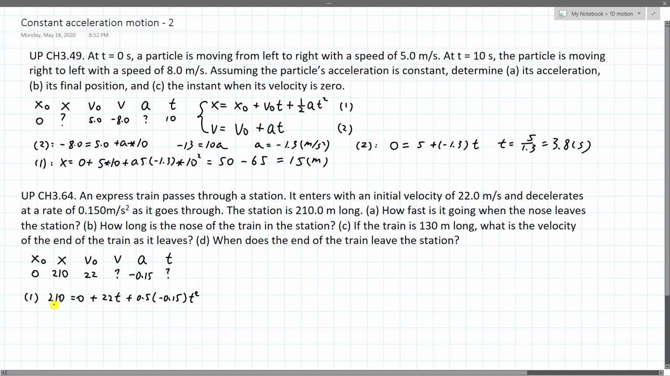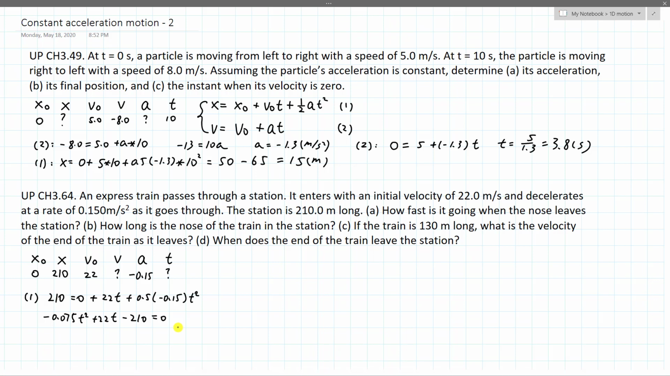So let's sort it out. We'll rewrite it as minus 0.075 t squared plus 22t minus 210 equals 0, because we're subtracting 210 on both sides, so it shows up on the side with more terms as a negative, and there's a negative half of 0.15, right? So this is our equation. We should be able to solve it with our quadratic formula, and why not, right? We have it that's solvable. We should go ahead and solve it.